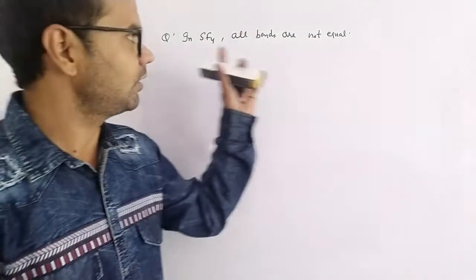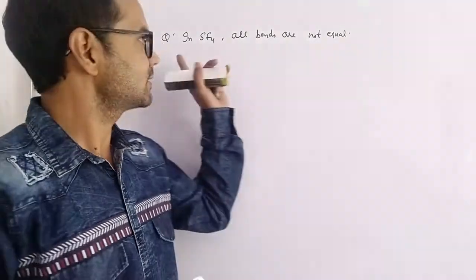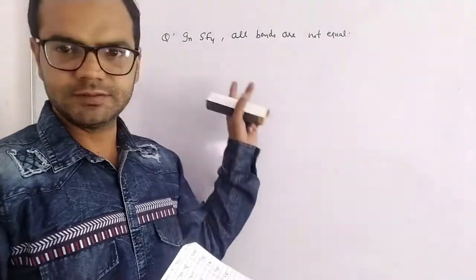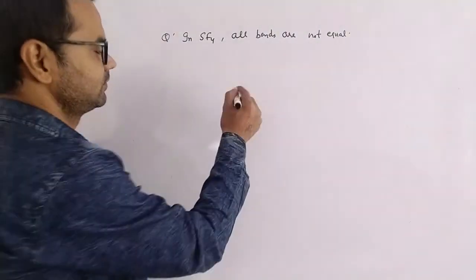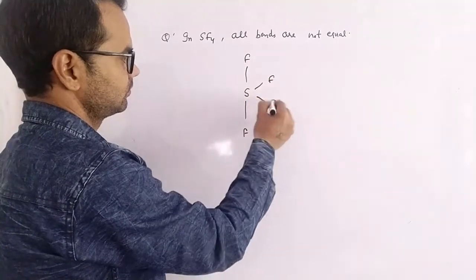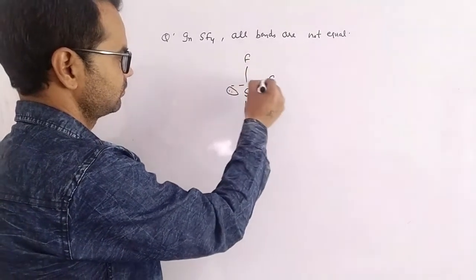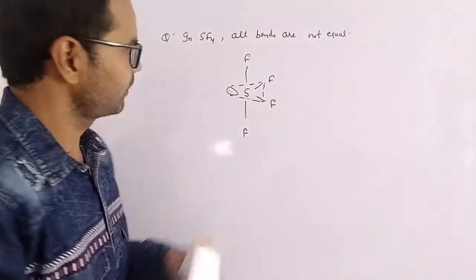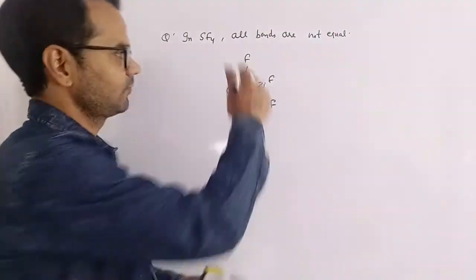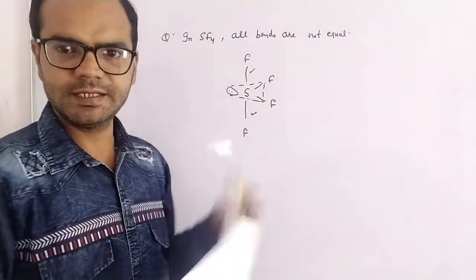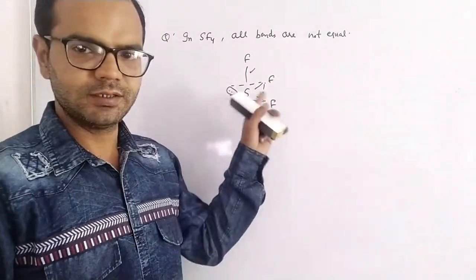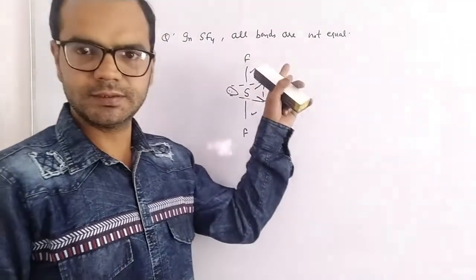Next last question is: in the SF4 molecule, all bonds are not equal. Why? Due to the presence of fluorines in different planes. If we draw the structure, this is the see-saw shaped structure of the SF4 molecule. Two bonds are present at pyramidal lines and two bonds are present at triangular lines. So due to the presence of different fluorines in different planes, all bonds are not equal.